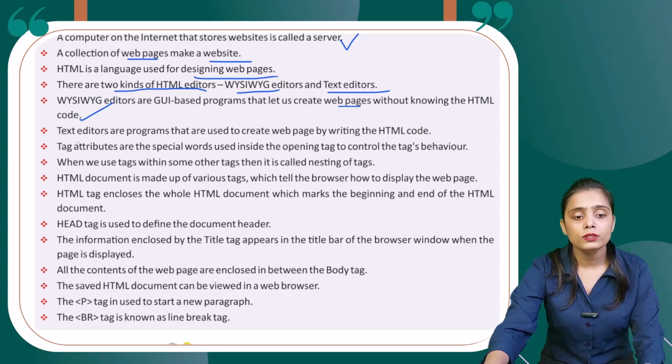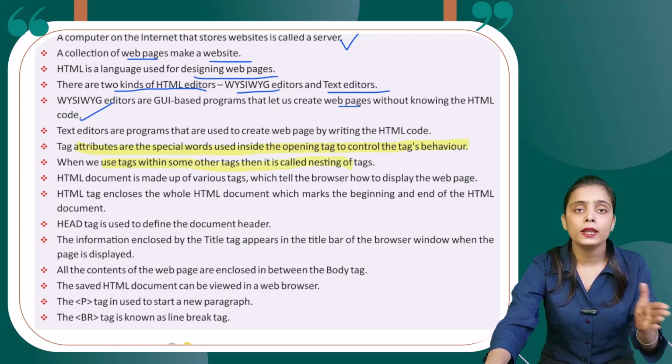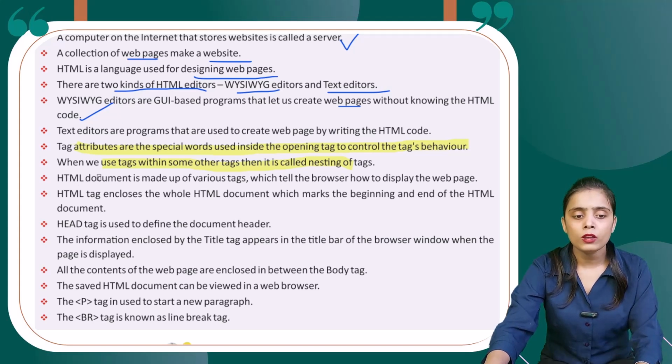What are tag attributes, students? Tag attributes are special words used inside the opening tag to control the tag's behavior, for example, background color, text color, and alignment and all. Okay, when we use tags within some other tags, that is called nesting of tags. For example, the title tag comes inside your head tag.